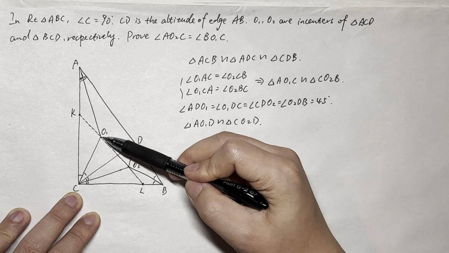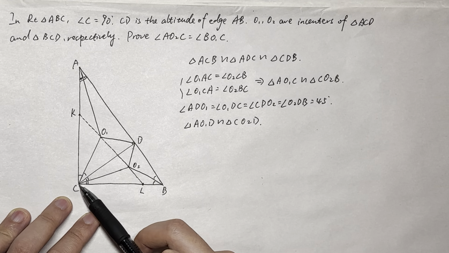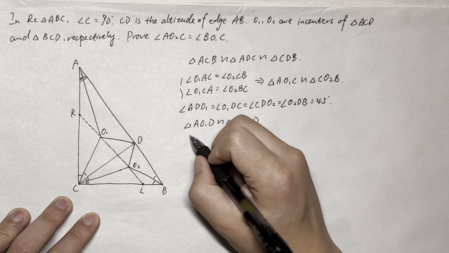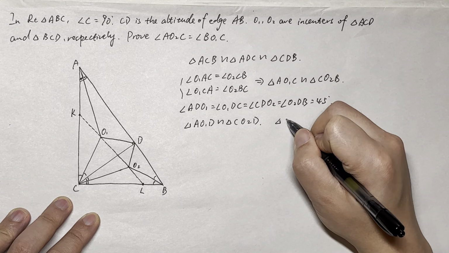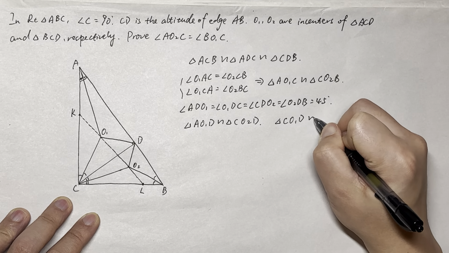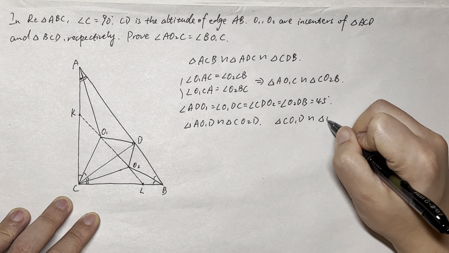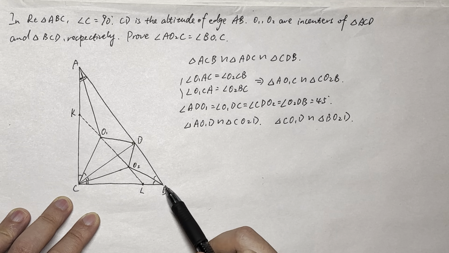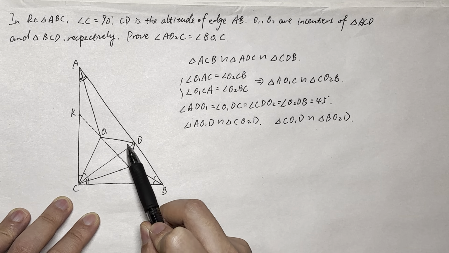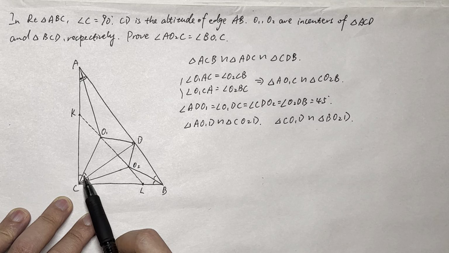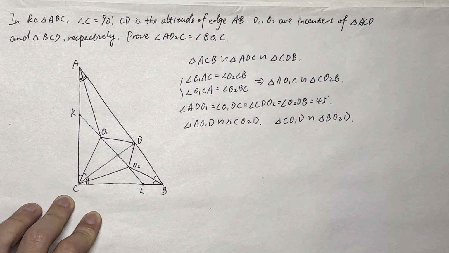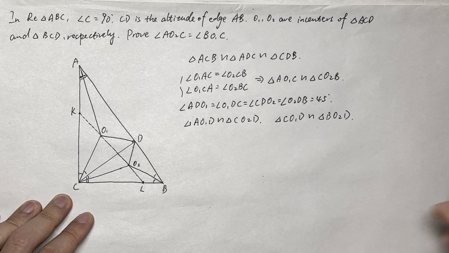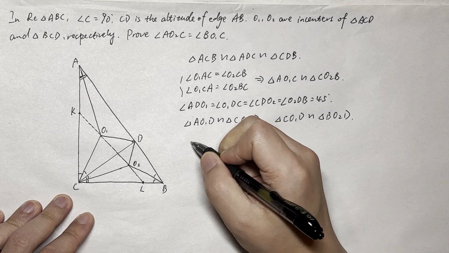So triangle AO1D is similar to triangle CO2D. And also triangle CO1D is similar to triangle BO2D, because this is 45 degrees, this is 45 degrees, and this angle equals this angle. So we got some information here, and now let's see.